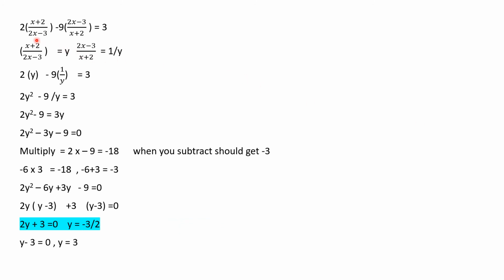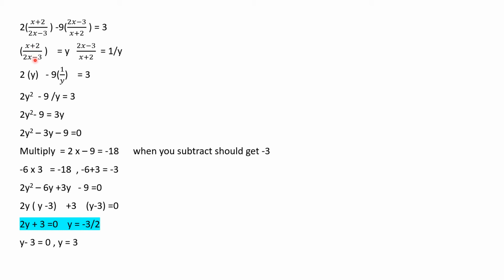See here this sum: (x plus 2) by (2x minus 3) minus 9 into (2x minus 3) by (x plus 2) equal to 3. See, when you get sums like that, you understand that x plus 2 by 2x minus 3 and 2x minus 3 by x plus 2 are reciprocals, right? This you can do in another way also. You can take LCM and you can do this also. You will get the same answer. But it would be easier if you do it in this way.